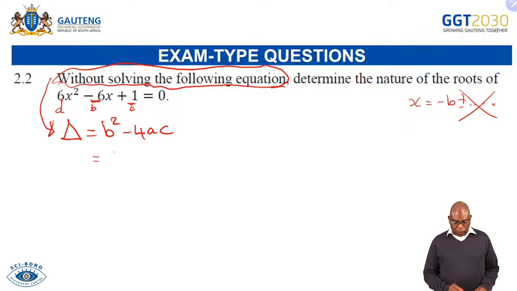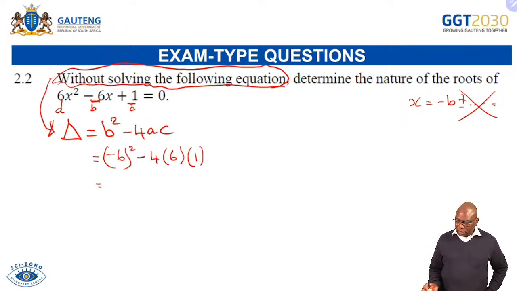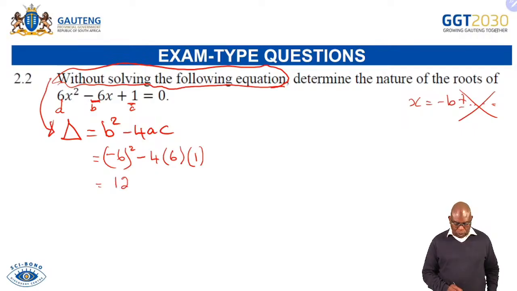So my B is negative 6. Remember this, the brackets. Minus 4. My A is 6. My C is 1. So which means I have 36 minus 24, which is 12.